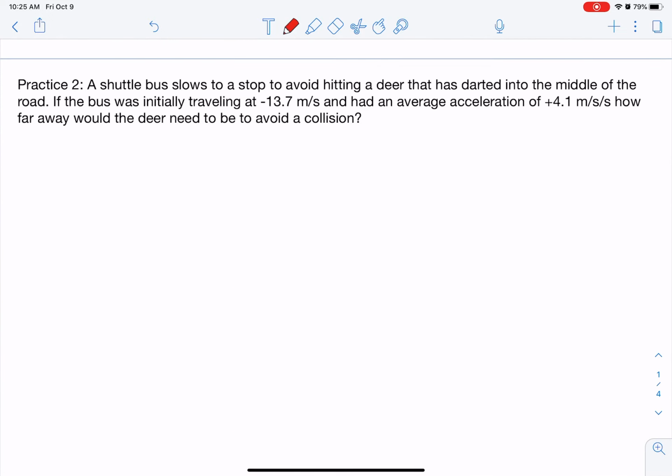Here we go. We have a shuttle bus slows to a stop to avoid hitting a deer that has darted in the middle of the road. If the bus was initially traveling at negative 13.7 meters per second and has an average acceleration of positive 4.1 meters per second squared, how far away would the deer have to be to avoid a collision?